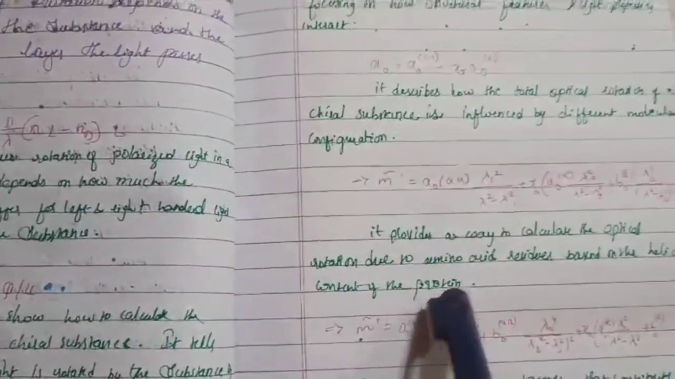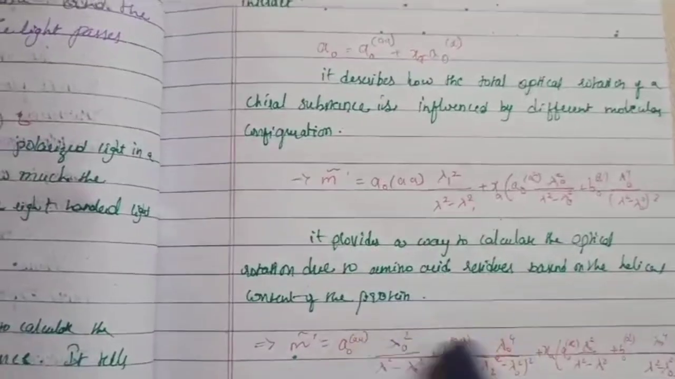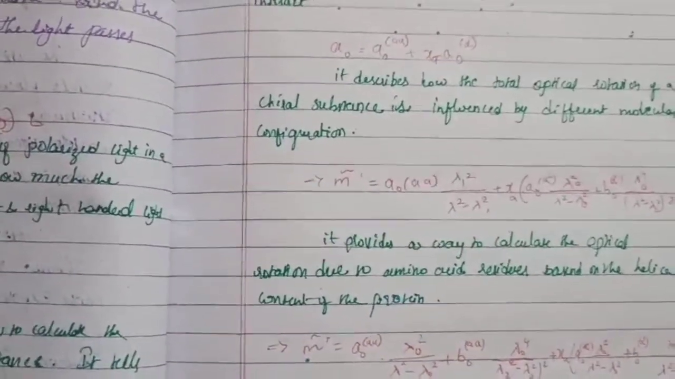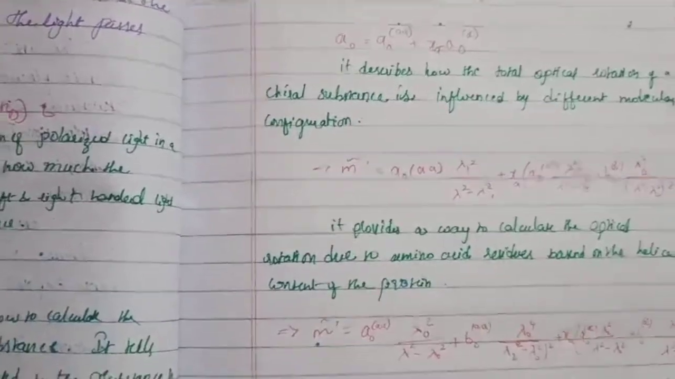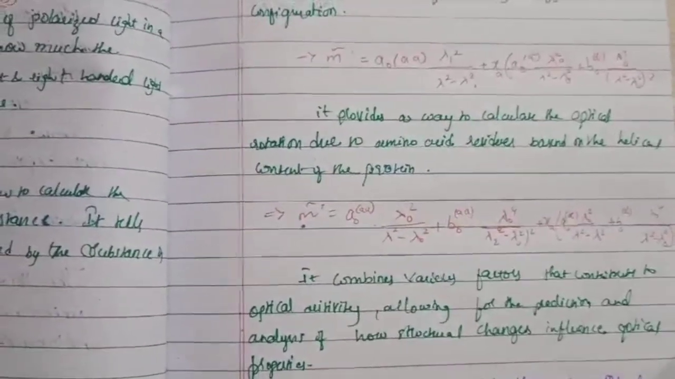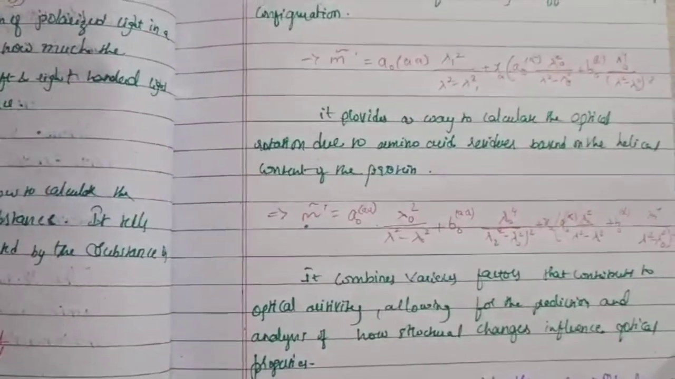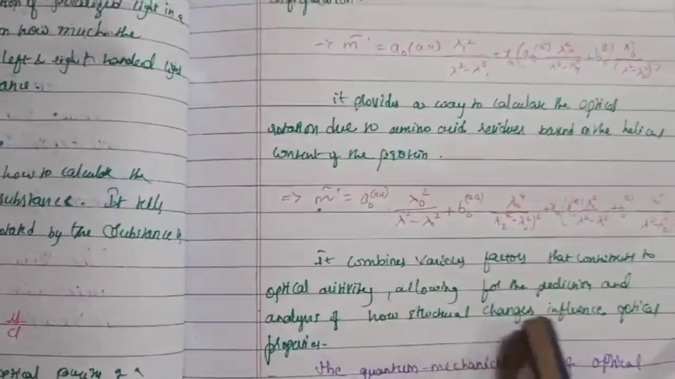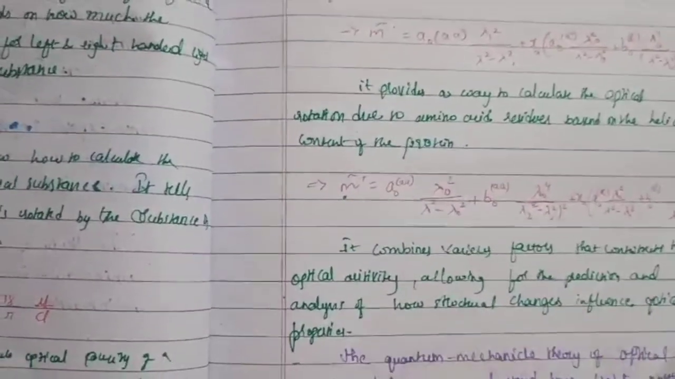The next equation provides a way to calculate the optical rotation due to the amino acid residues based on the helical content of proteins. And this next equation shows various factors that combine to give optical activity, allowing prediction of how structural changes influence the optical properties of proteins.